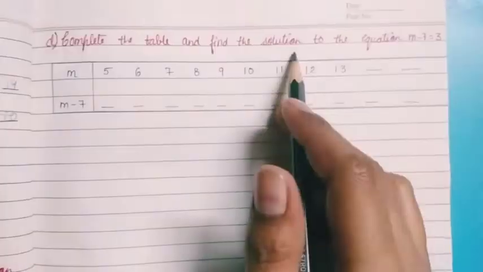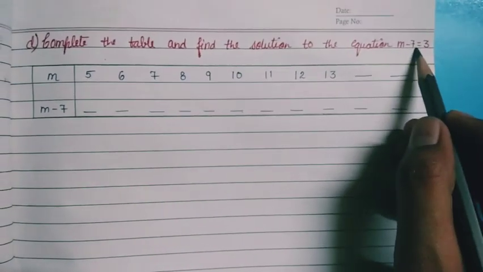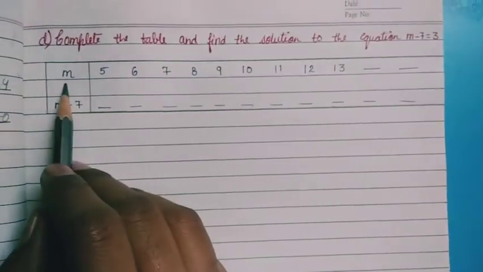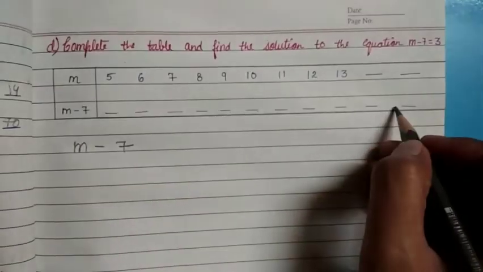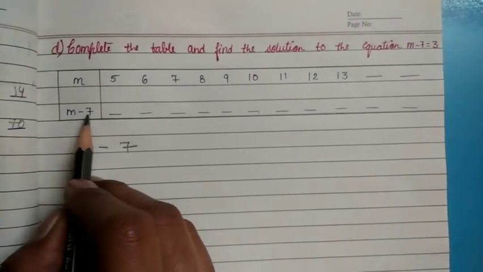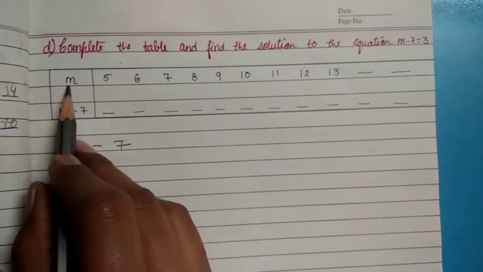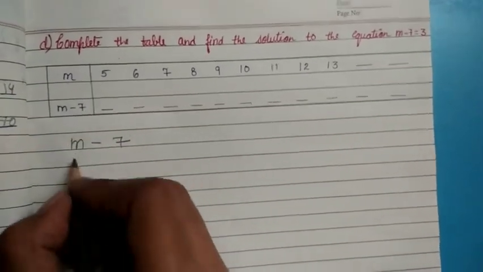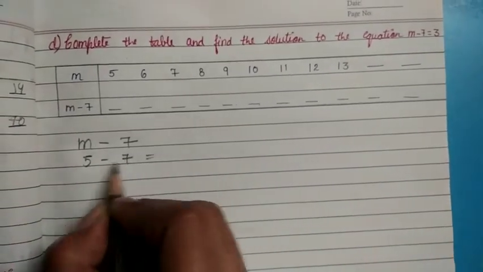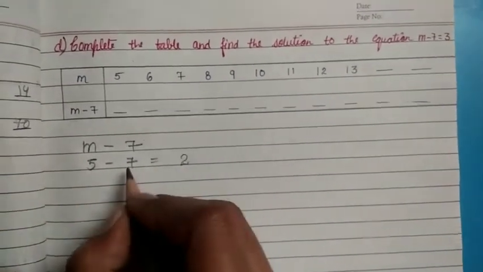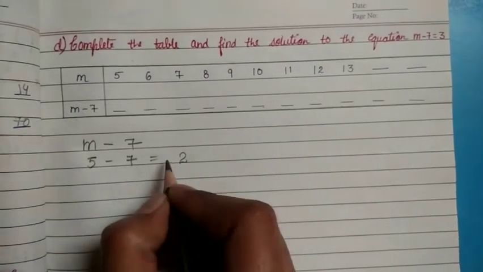The last part of question number 4 is to complete the table and find the solution of the equation m minus 7 is equal to 3. The first row is showing the value of m, and the second row is showing the value of m minus 7. So in each case, we have to take the value of m minus 7. Firstly, when m is equal to 5, so 5 minus 7. Plus minus is minus. 7 minus 5 is 2, and 7 is the greater number, so its symbol will come here.